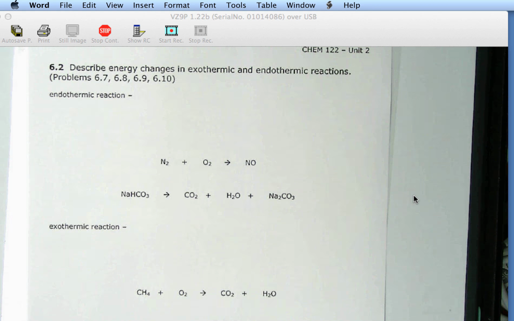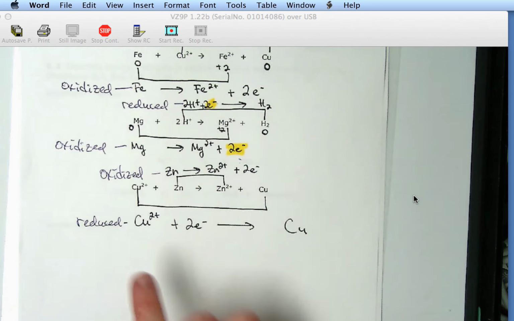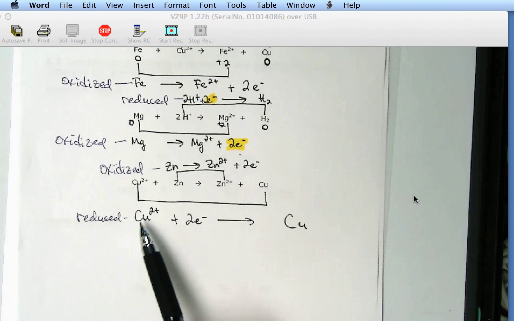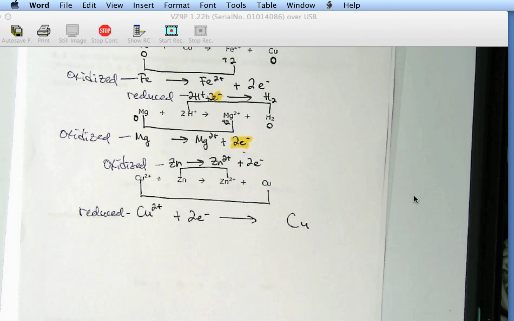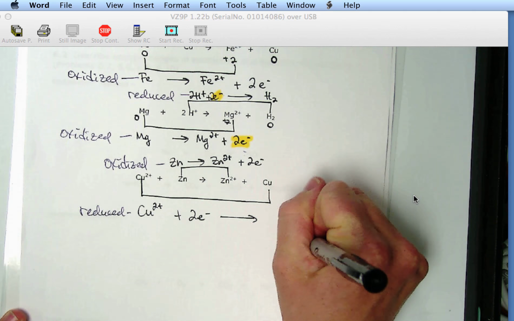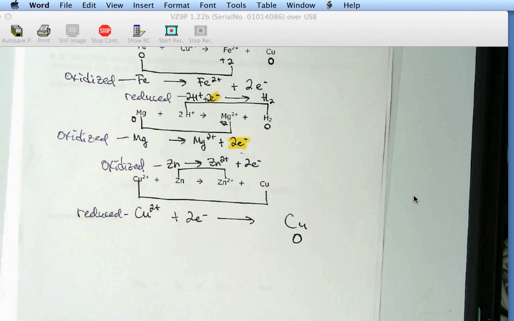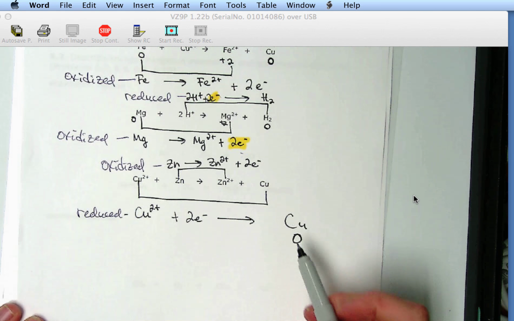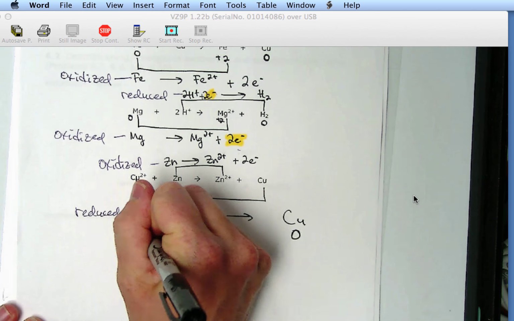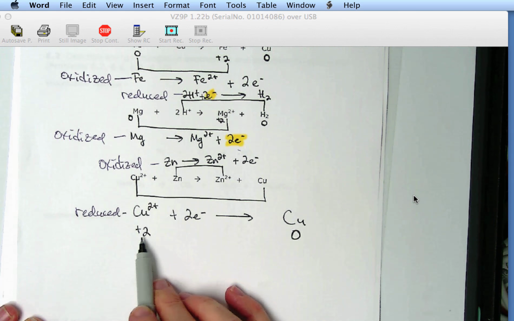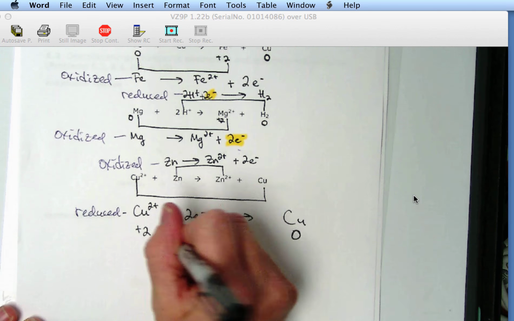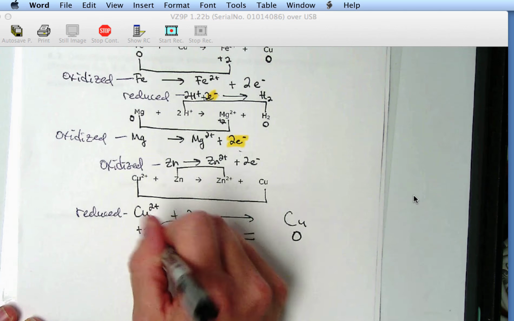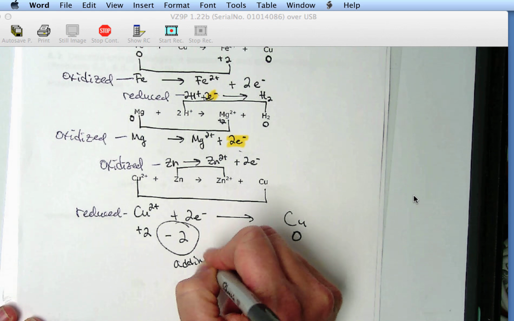Why is copper getting reduced? Okay, back on page 31. Why is copper getting reduced? Copper is getting reduced because it went from +2 to 0. Remember that the charge on the metal or diatomic element that you have is 0. Over here you have a +2. In order to get that +2 to equal 0, you need to subtract 2. And that's really adding 2 electrons.